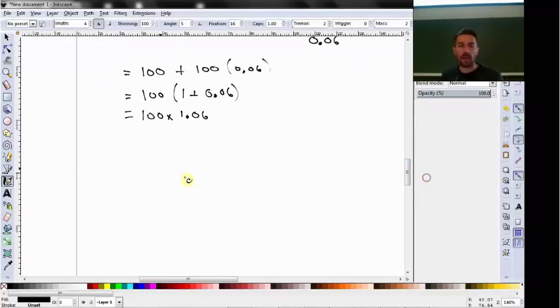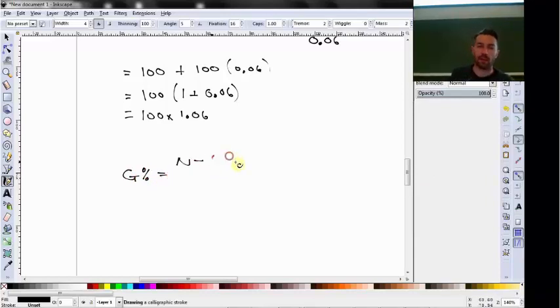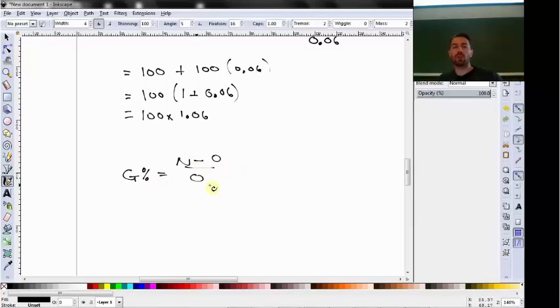Why does it look like that? Well, remember that if we're talking about growth as a percentage, how do we calculate that? We're talking about, I don't know, grade 10 maths or something. Growth as a percentage is new minus old divided by old. Does that formula ring a bell? A growth rate is the new value minus the old value divided by the old value, right?